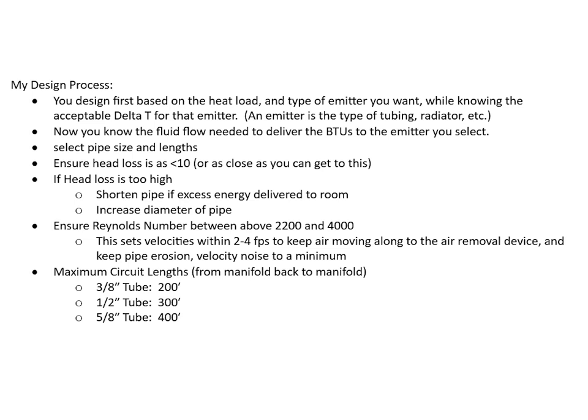If head loss is too high, shorten the pipe if excess energy is delivered to the room and/or increase the diameter of the pipe. Ensure the Reynolds number is between 2200 and 4000. This sets fluid velocities at 2 to 4 feet per second to keep the fluid moving along and air moving along to the air removal device, and it minimizes pipe erosion and velocity noise. The maximum circuit lengths from manifold back to manifold are, for 3/8" tube, 200 feet, for half-inch tube, 300 feet, and for 5/8" tube, 400 feet.